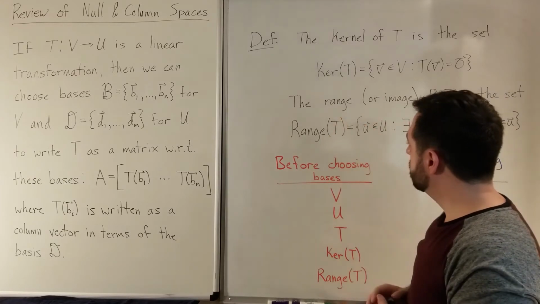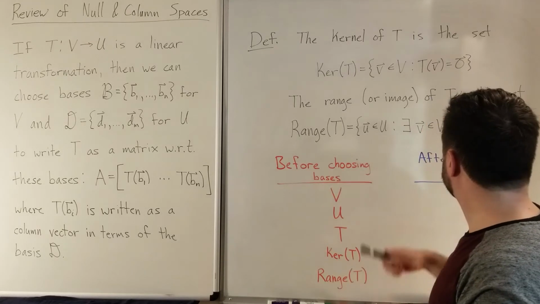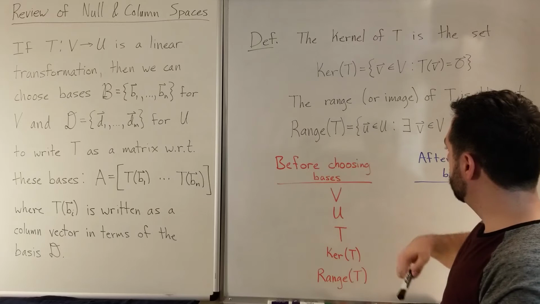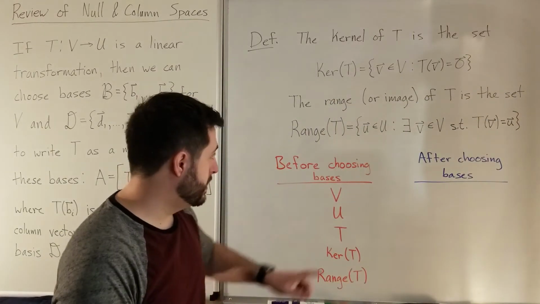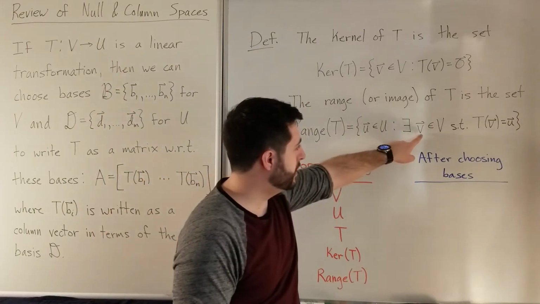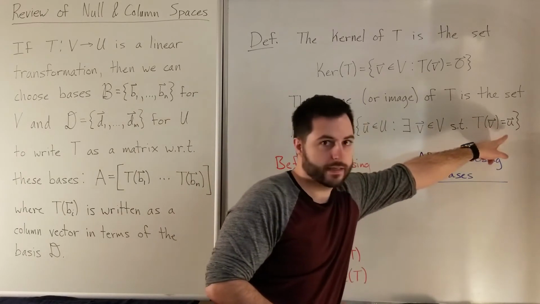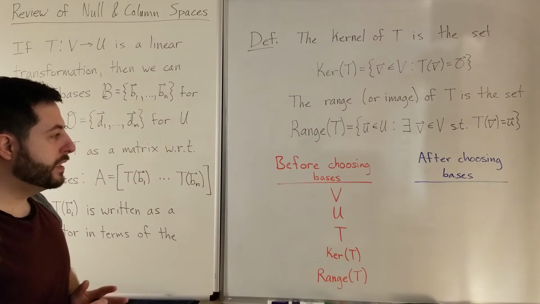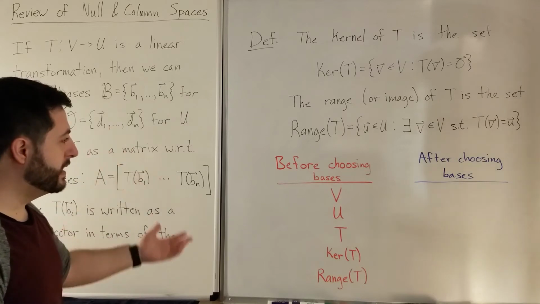So the next thing is the range, sometimes called the image, depending on who you ask. So the range of T is the set of U that actually get hit by some element of V. So in other words, it's the set of U in the codomain, in the target space, such that there is some element of the domain that hits it.